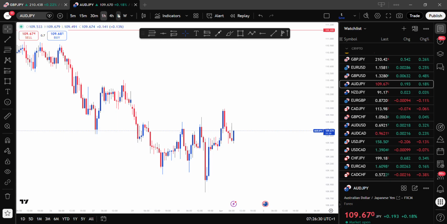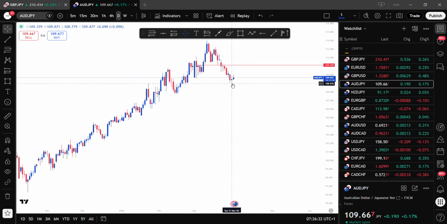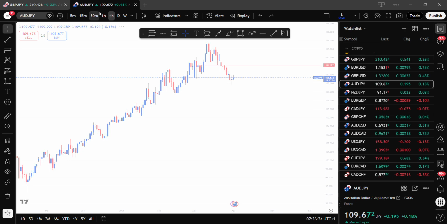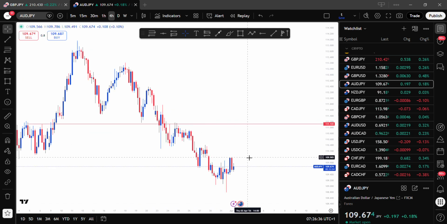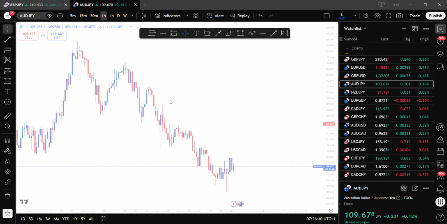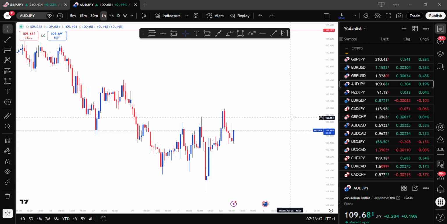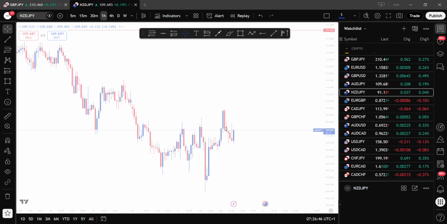On the AUD JPY, as you can see on the daily time frame, market has been selling the whole time. Let's see on the 4 hours. More sells are happening there already. Then on the 1 hour, there is no sell happening. Neither is a buy. It's not a clear entry.